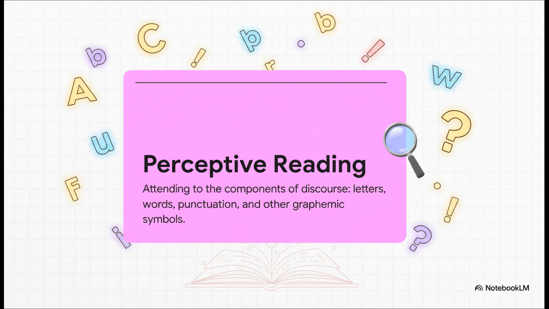Let's break those down a bit. Perceptive reading, or đọc nhận biết, is ground zero. It's the most basic level. This is all about just processing the symbols on the page, the letters, the punctuation, the words. It's the absolute foundation for everything else.